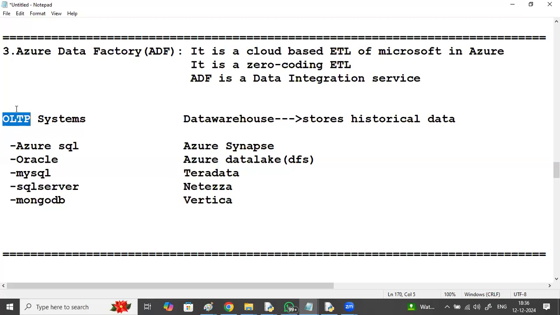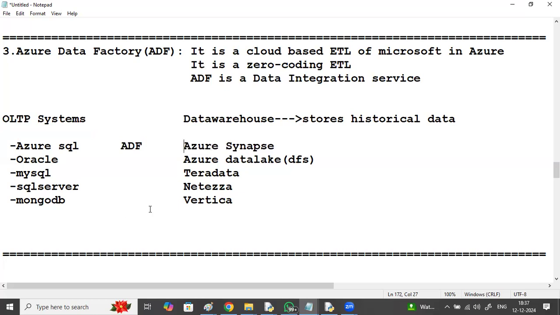For example, ADF, I'm talking about Azure Data Factory, where you can see an OLTP and a data warehouse. It is not an OLTP and it's not a data warehouse. In between these two, you can see ADF here in the middle, right?